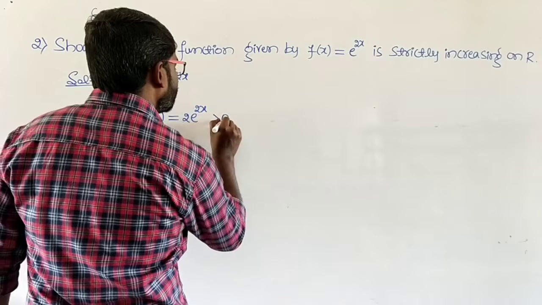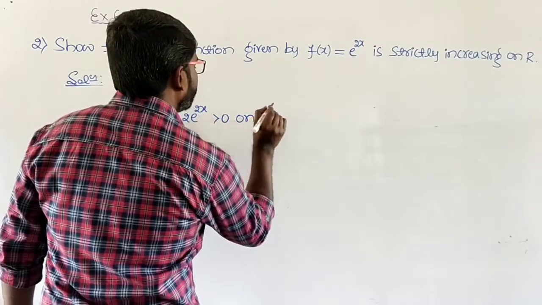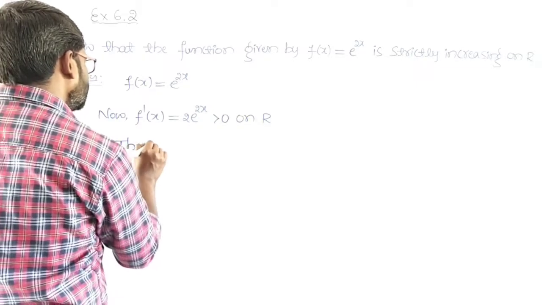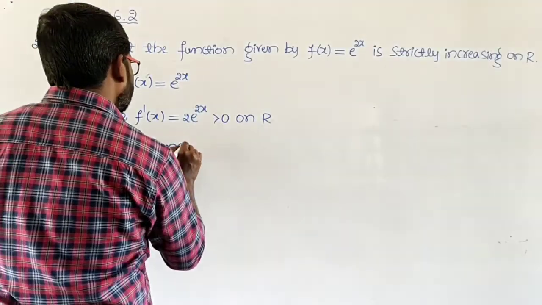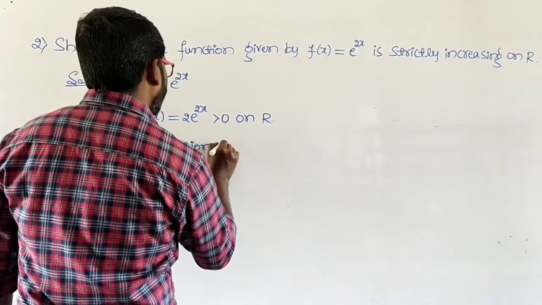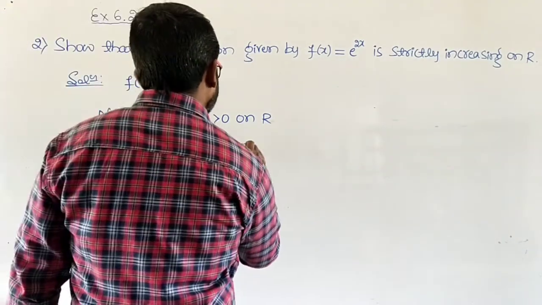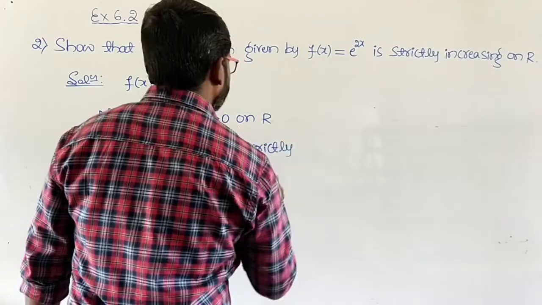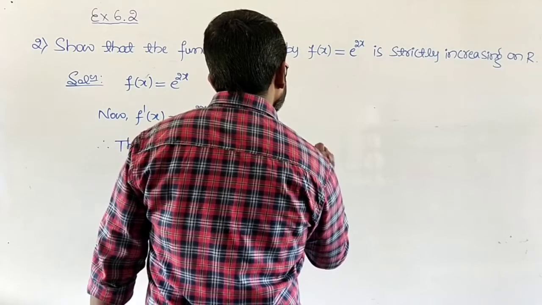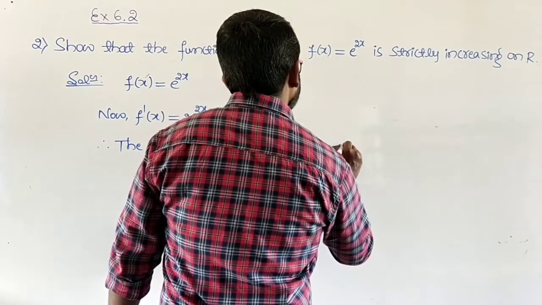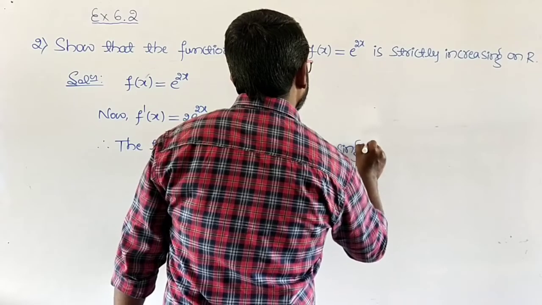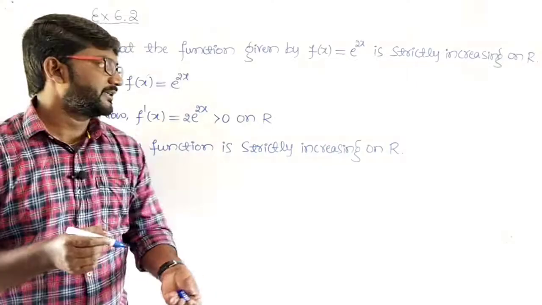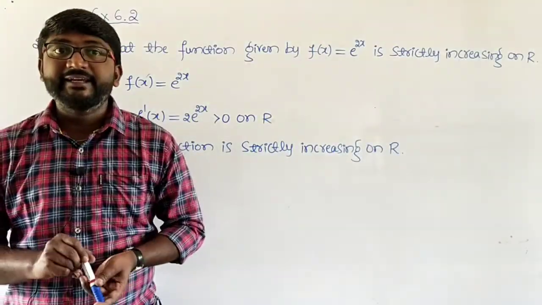This is greater than 0 on capital R. Therefore the function is strictly increasing on capital R. So this is all about the second problem.